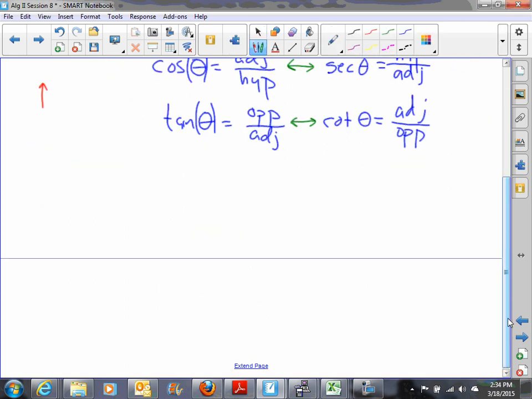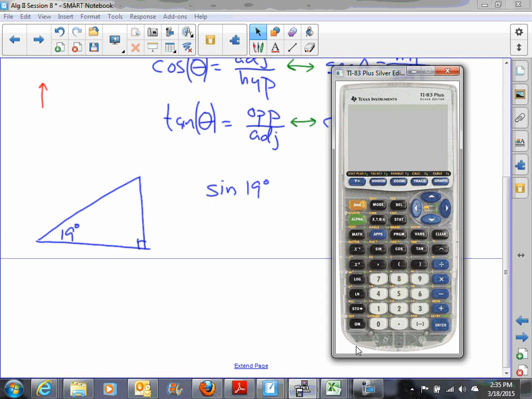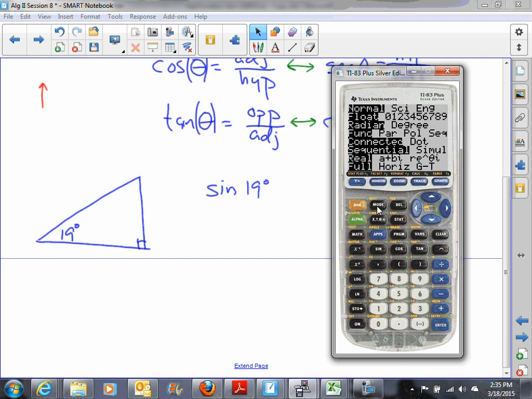Let's say, for example, we have a right triangle with 19 degrees right here and a right angle here, and we want to know the sine of 19 degrees. Now, at this particular point, we're going to pull up our calculator, and the scientific calculators do this. Also, let's just check to make sure that we're in degree mode.